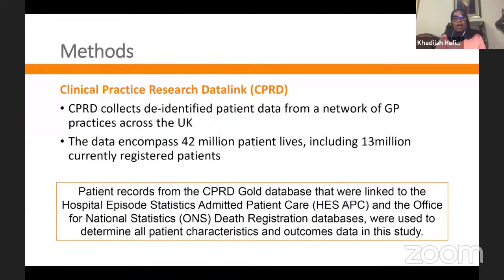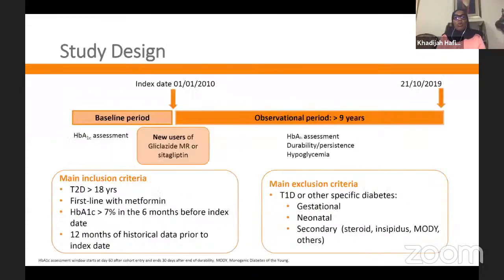Where was the data derived? It came from a Clinical Practice Research Datalink, which was a conglomerate of GP practices across the UK. And then what they did was they looked at new users of gliclazide MR or sitagliptin at the beginning of January of 2010, because as you recall, the DPP-4 inhibitors became available at around that time. And then they were able to have an observation period of about 9 years to assess the hemoglobin A1C, the durability, and the presence of hypoglycemic events.